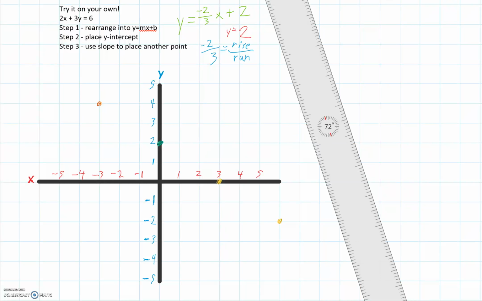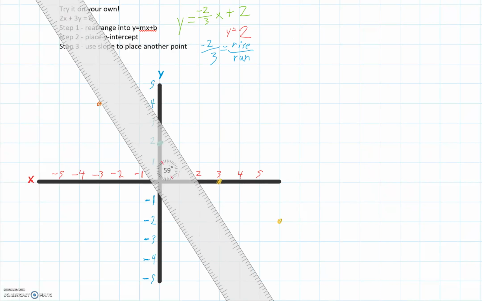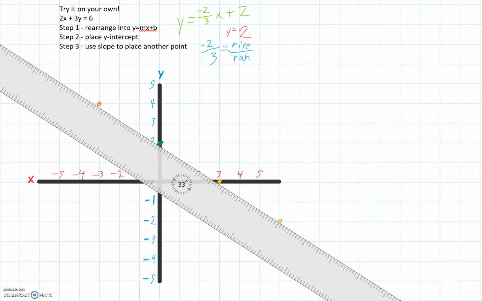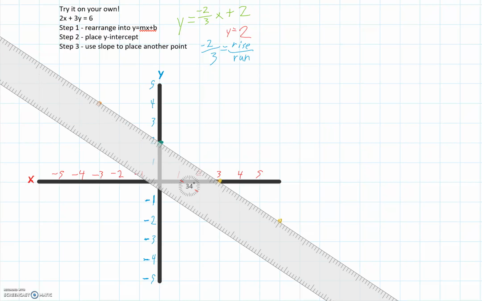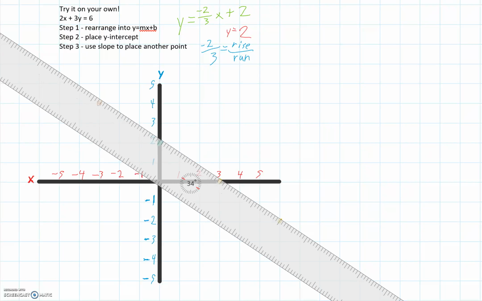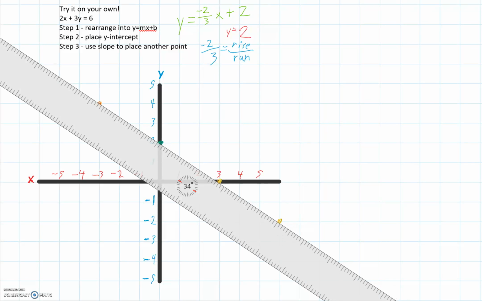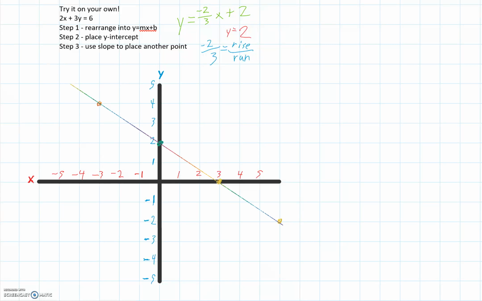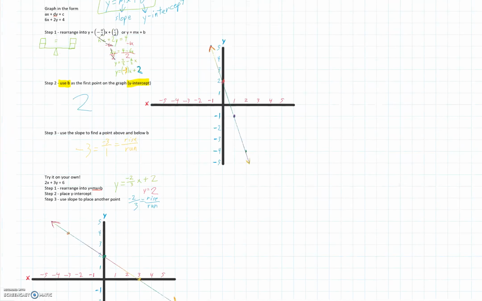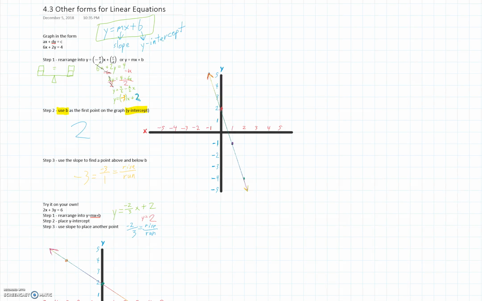Okay, so I've done a couple of spots. Now I'm going to use my ruler. That's pretty close. Alright, so hopefully you had a graph that looked like this. And that is how you graph other forms of linear equations. Good luck.